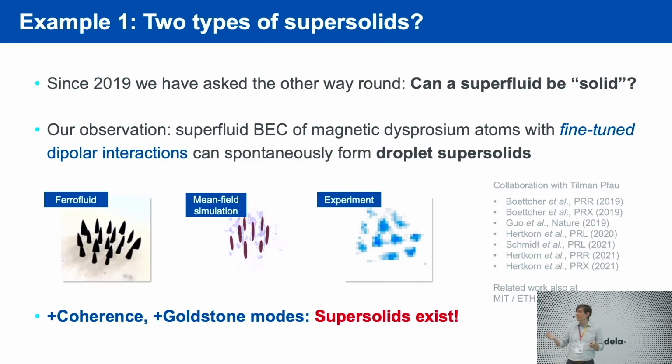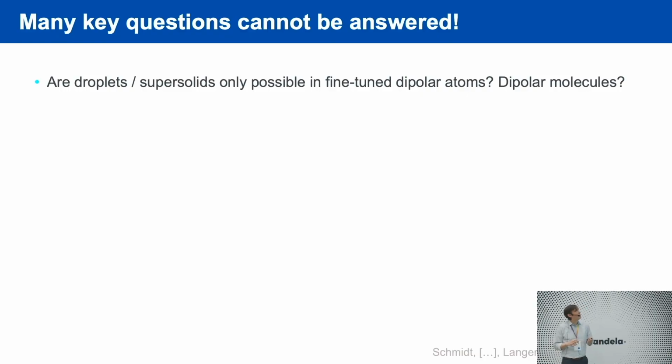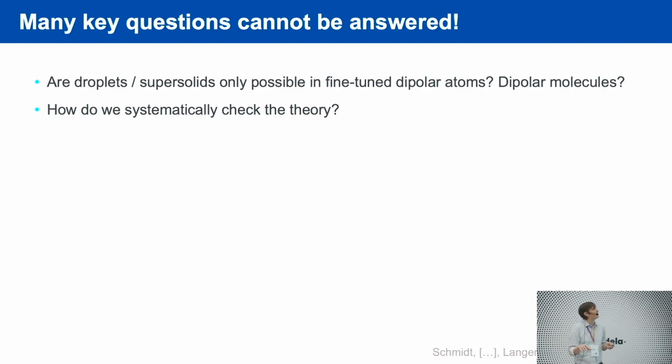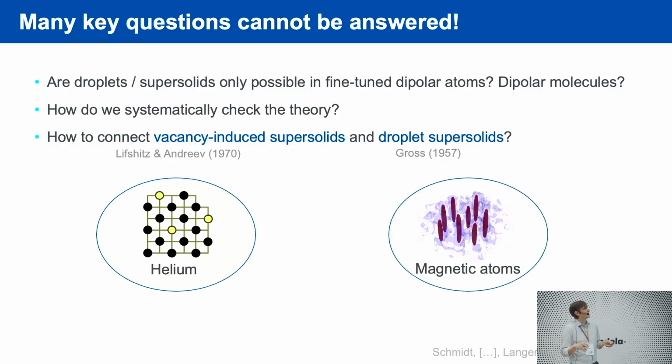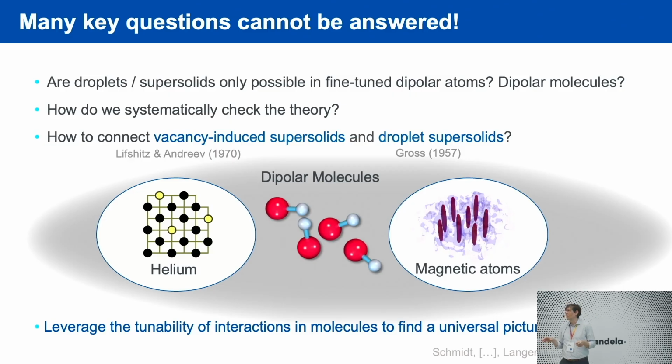And that's, of course, now something that everyone is looking for in molecules, because there's a lot of questions that you cannot answer with helium and you cannot answer them with magnetic gases. For example, how do you actually check this theory? We were discussing yesterday, how do you go beyond mean field? And even on a more fundamental level, how do you connect these two very distinct pictures of something with a perfect crystal where vacancies are flying around and giving you superfluid properties, and droplet supersolids? So helium and magnetic atoms. And it turns out dipolar molecules should be able to interpolate between these limits.